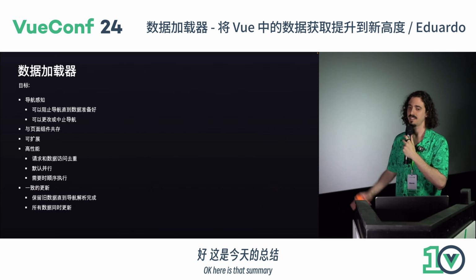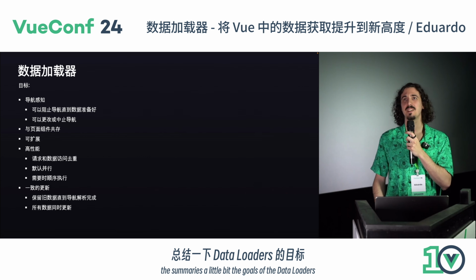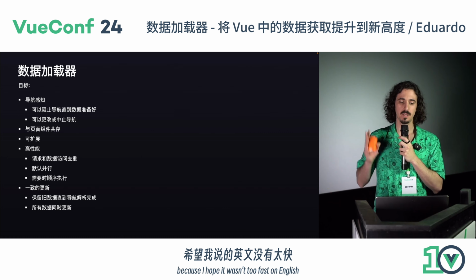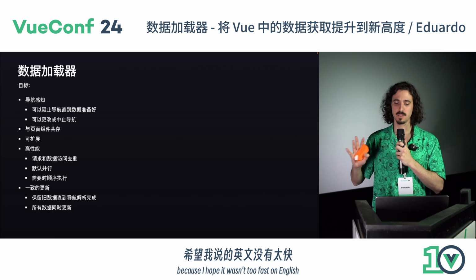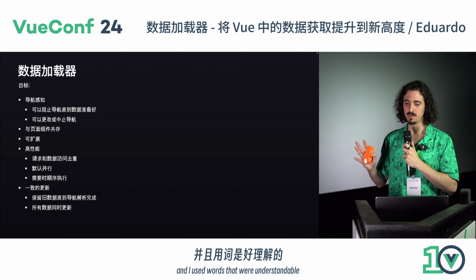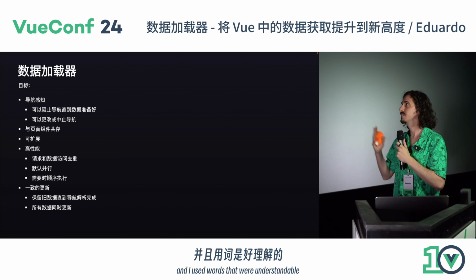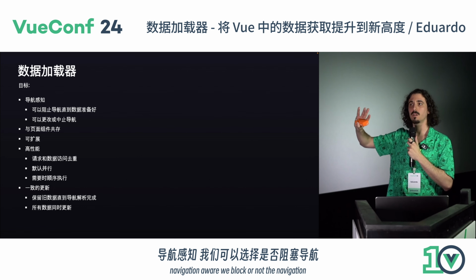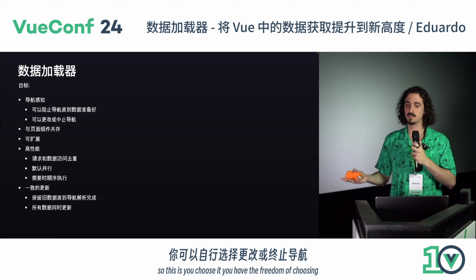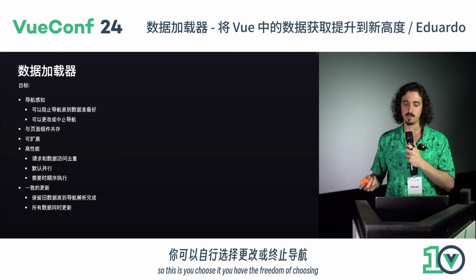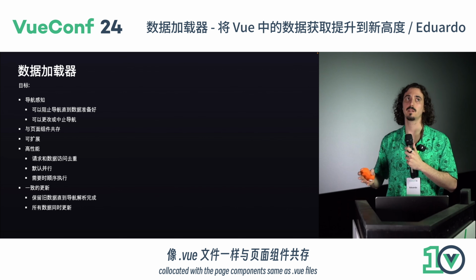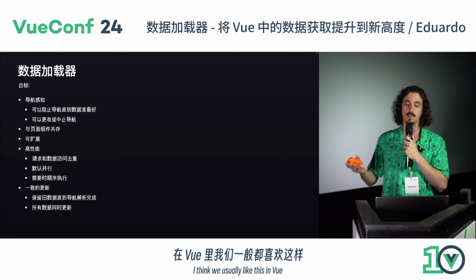Okay, here is a summary. To summarize a little bit the goals of the data loader, because I hope I wasn't too fast in English and I used words that were understandable. Navigation aware, we block or not the navigation. So you choose it, you have the freedom of choosing. Collocate it with the page components, same as view files. I think we usually like this in Vue.